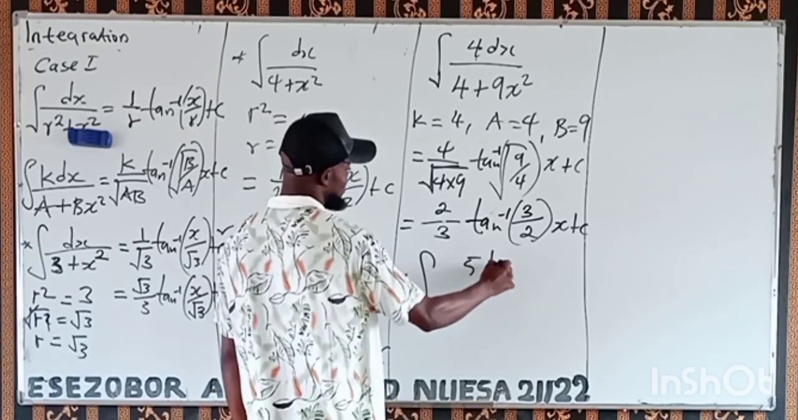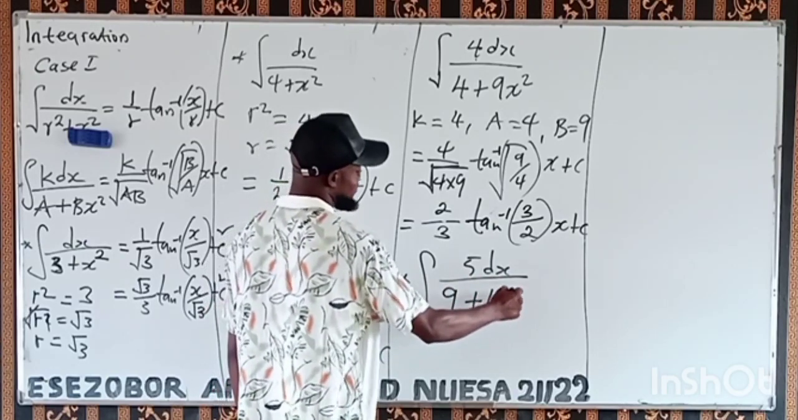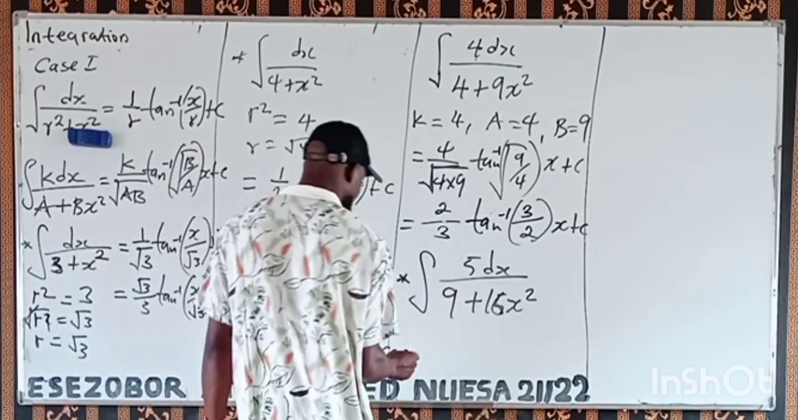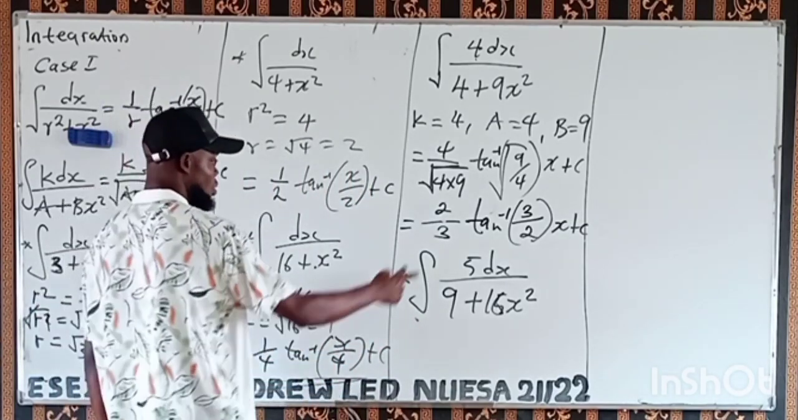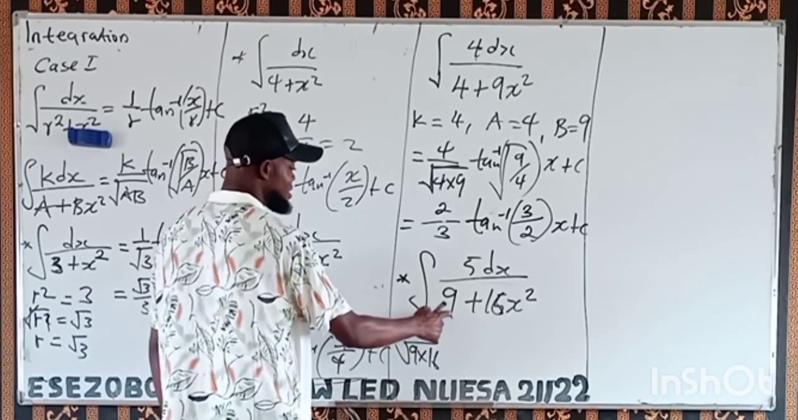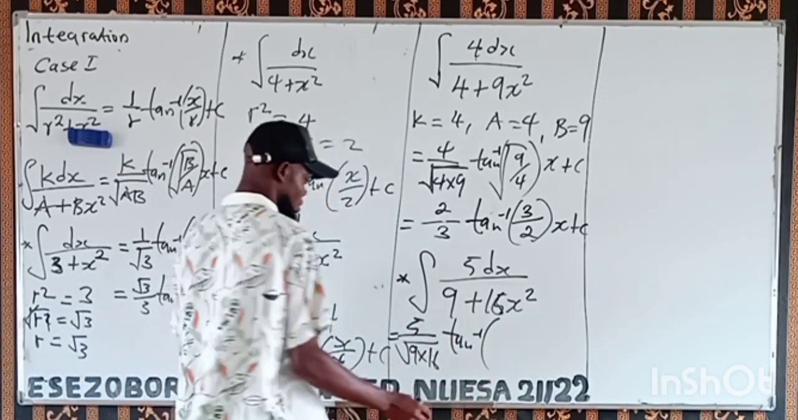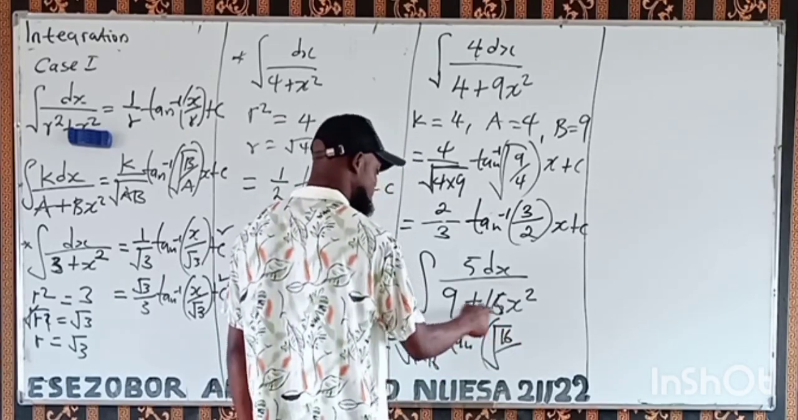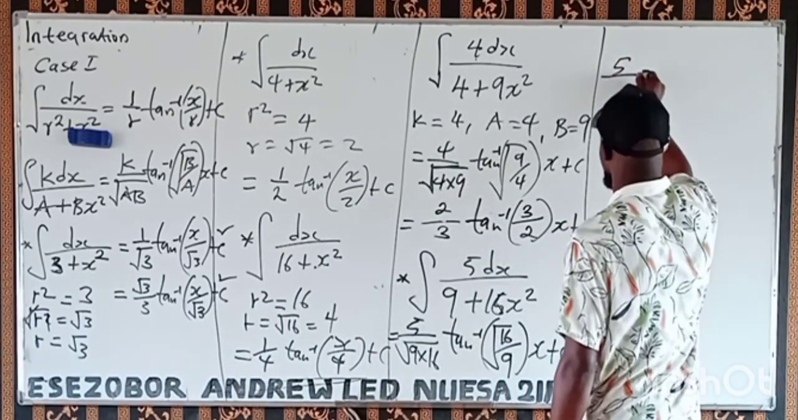Integral 5 ds all over, let's see, 9 plus 16s squared. Look at this to see. In this question now, what is our k? K is 5 over root ab. And a is 9, b is 16. The tan inverse of root b over a, s plus c. So that we'll have 5 over.